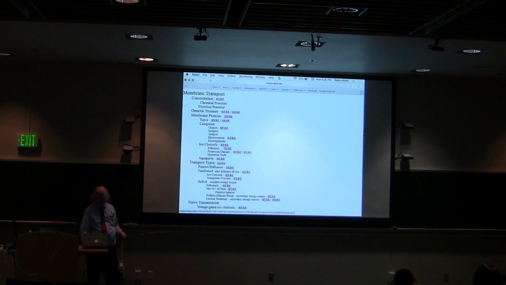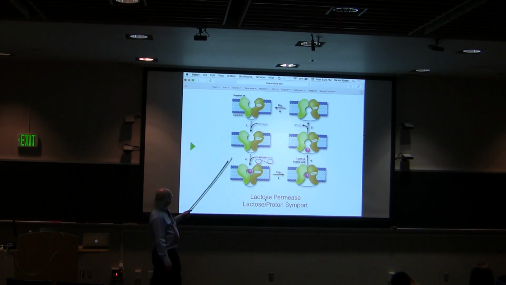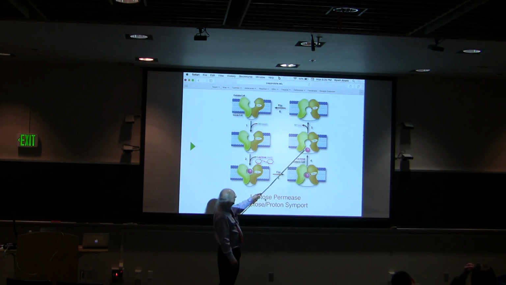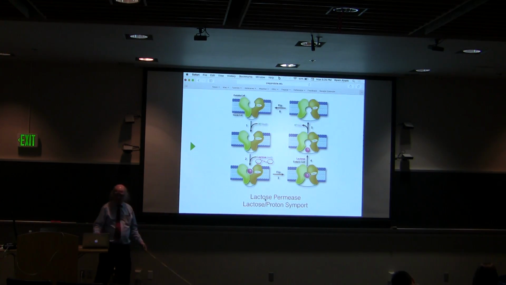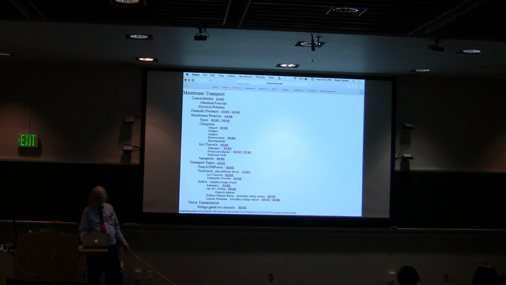The proton lactose pump, that is the lactose permease, uses protons as the driving force, and I pointed out that the protons bind here, and it's the binding of the protons along with the lactose that causes the shape change that actually moves this into the cell. And again, no ATP involved in this process. But the proton gradient is the important energy source.